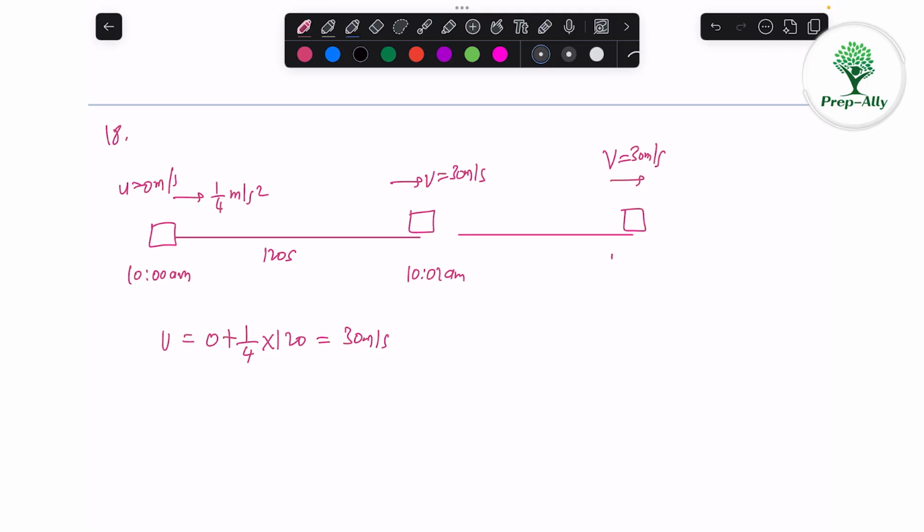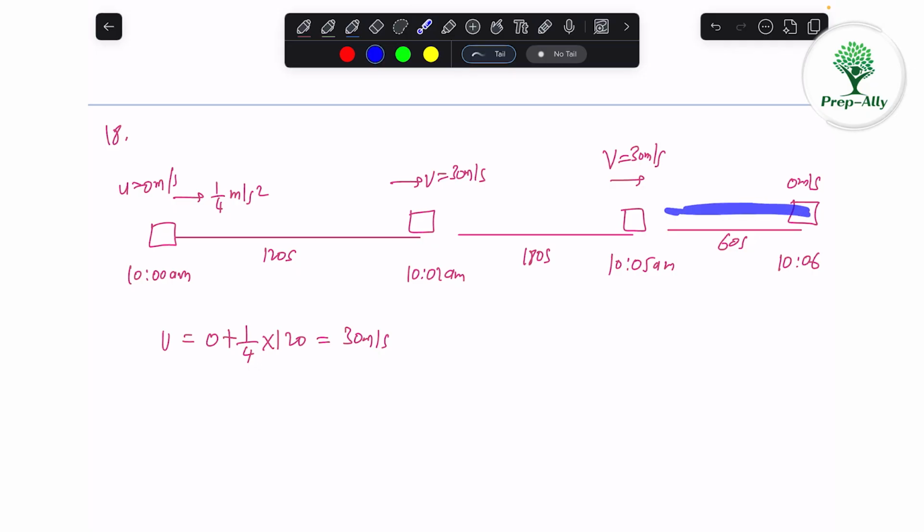Okay, it is moving with constant speed till 10:05 am. That means 3 minutes, that means 180 seconds. And at 10:05 am it decelerates and comes to stop at 10:06 am. So basically it will run for 1 minute, 10:05 to 10:06. At 10:06 it is stopping, so for 1 minute, that means 60 seconds, it is running and it is stopping here, 0 meter per second. So can we calculate the acceleration here?